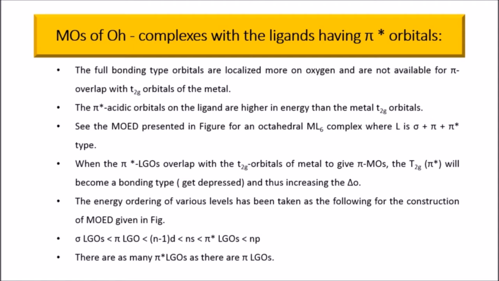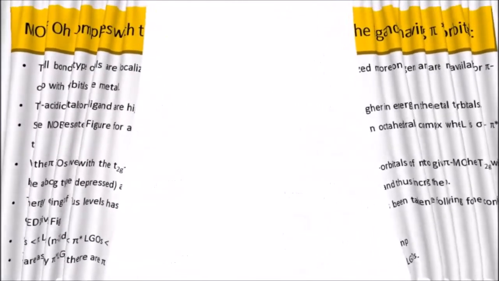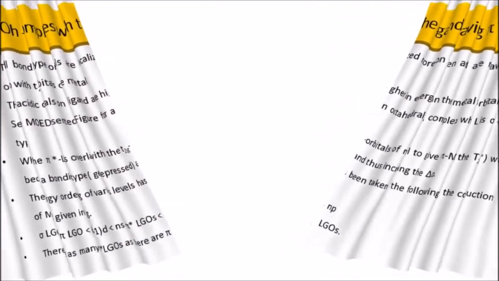So again, in the previous case which we have studied, sigma donation and pi donation interaction, there we studied that pi donation has 12 pi LGO. Here also there would be 12 pi star LGO antibonding orbitals the ligand should have. So you need to keep that in mind.